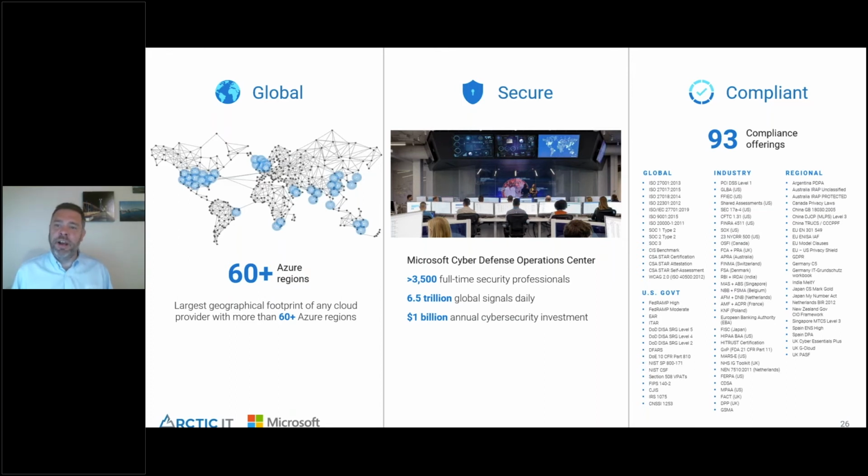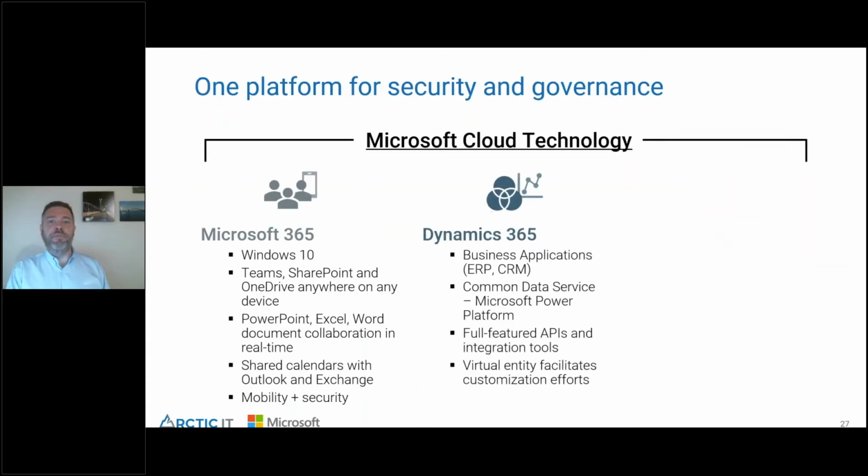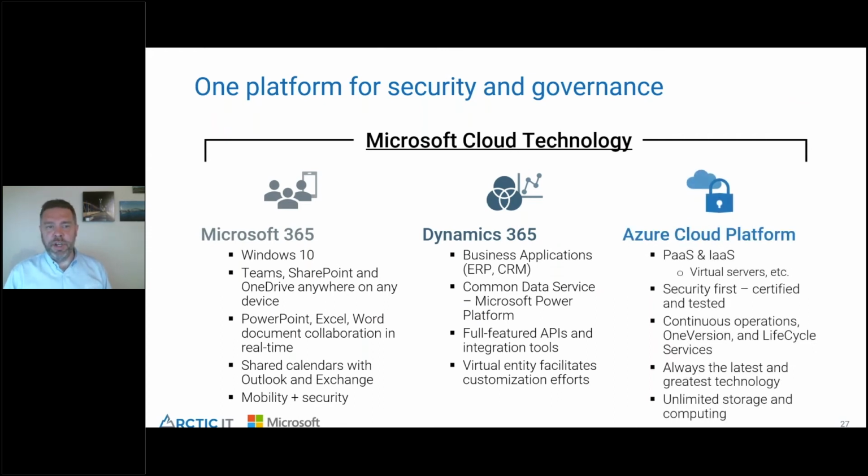And then we talk about compliance. There's 93 different compliance offerings that Microsoft can help you achieve by moving into these cloud environments. So one platform for security and governance, there are several Microsoft clouds. Again, we talked about all these, the cloud being kind of a covering for a lot of different things.